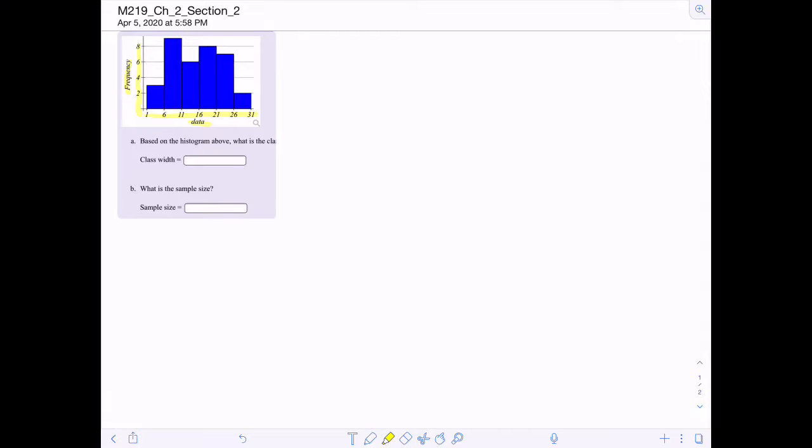So we can see with each bar that, for example, 1 to 6 has a frequency of 3, and the second bar from 6 to 11 seems to be a frequency of 9. This one seems to be 6, and the next one is 8, 7, and 2.